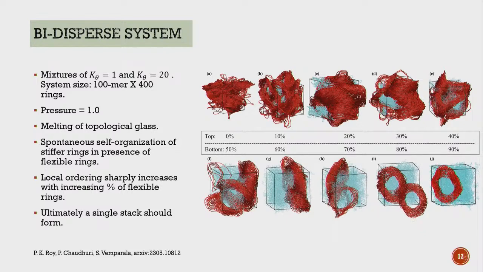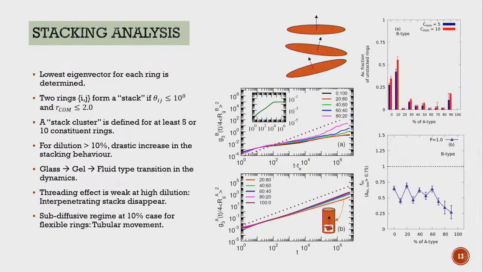There is spontaneous self-organization between the stiff rings, and they start to form ordered stacks. This stack formation happens very quickly. Within 20%, we see that most of the rings are forming well-ordered states. This local ordering also increases very much, which means the rings or these clusters tend to become very ordered as compared to randomly distributed. Our idea is that ultimately, when it is very diluted, it will form a single stack. I will come to this later in more detail.